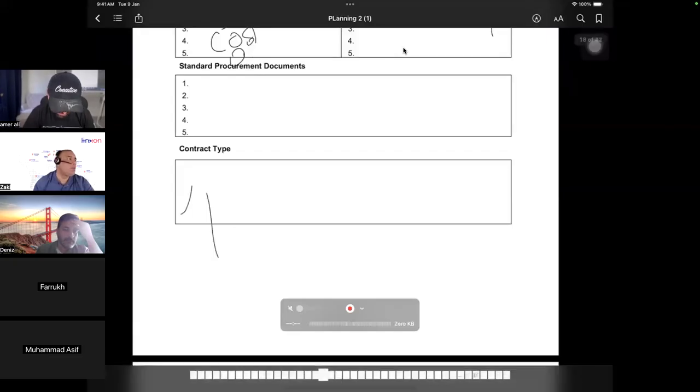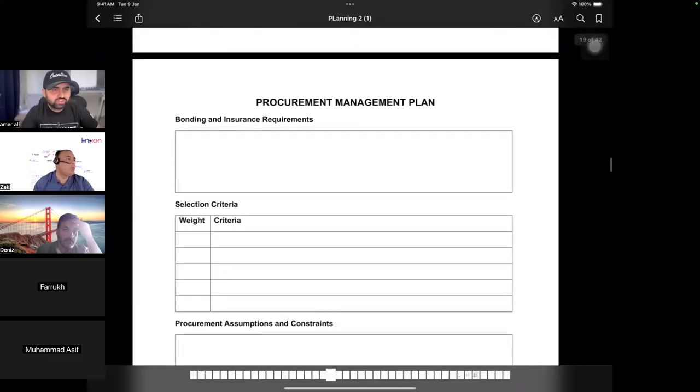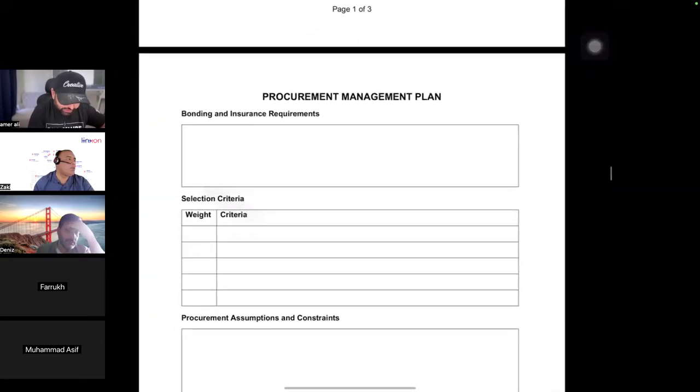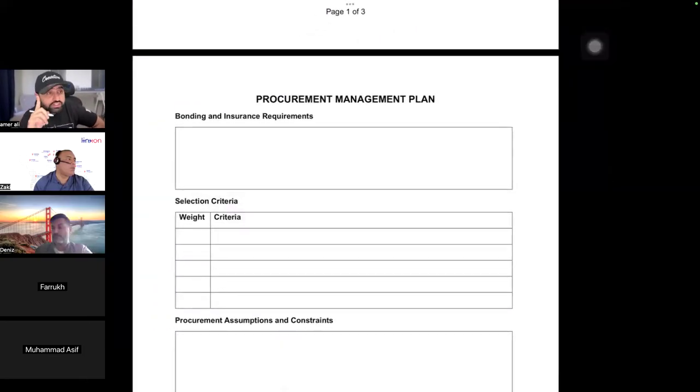Then how we are going to do it: source selection criteria. If you get a question, what is the one thing you never share with the seller? It is the source selection criteria. Source selection criteria is your thing. You don't want to share it with the seller. If you share it with the seller, they are going to show you only those things.